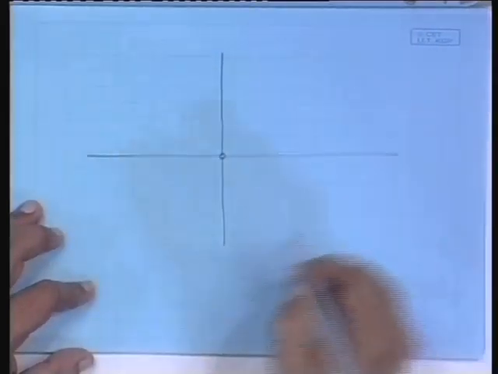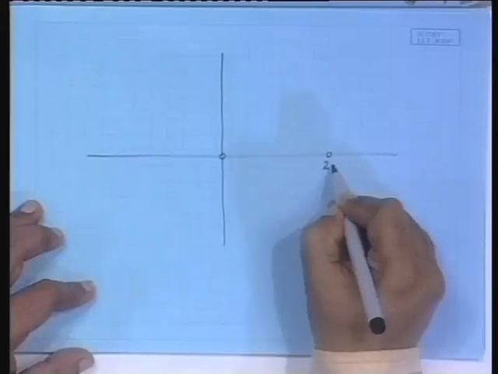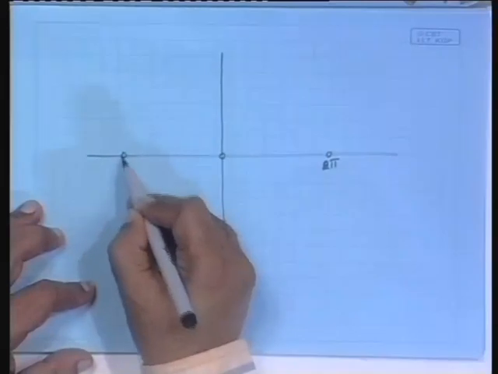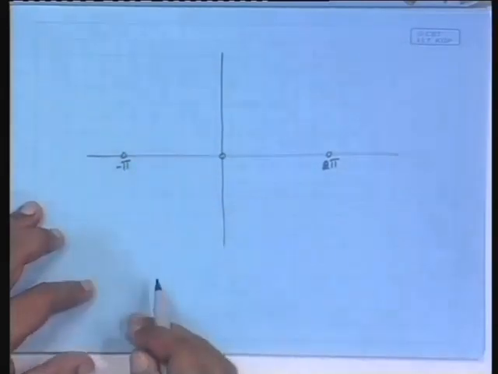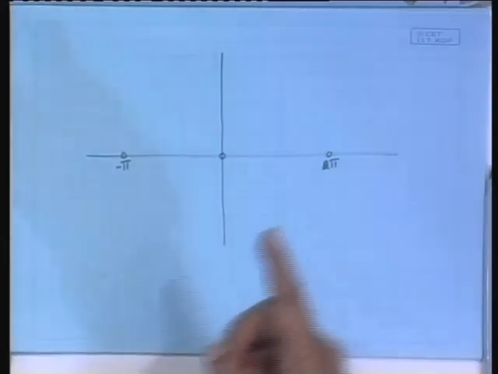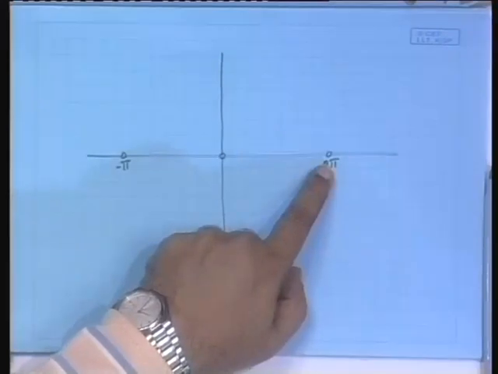This is 0, this is say 2 pi, or let us say pi, and here it is minus pi. Okay. Imagine the pendulum, 0 is hanging downwards, right, pi is up, minus pi is in the opposite direction and goes up. So, that is minus pi.